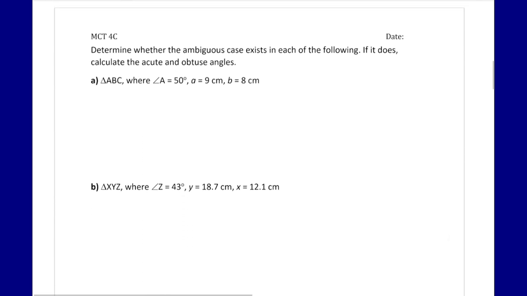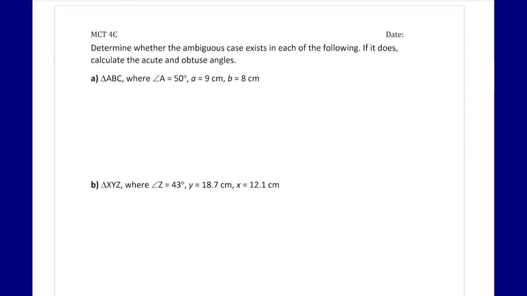So let's go through and take a look at some of the possible scenarios. We're going to be given information for triangles. We want to determine if the ambiguous case exists, and if it does, then we want to calculate both angles. If it doesn't exist, we're not going to calculate the angle because we'll have plenty of practice with the sine law, and we've looked at it already.